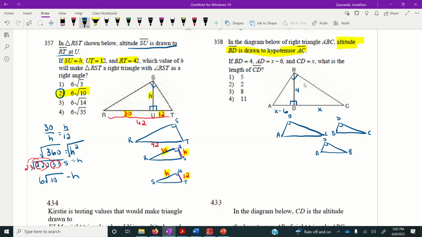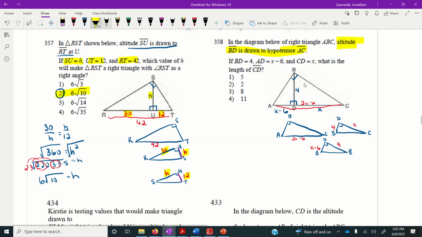So AD on the small triangle is x minus 6. So that's going to go here. And I'm going to switch colors just so we can see these a little bit better. So this is going to be x minus 6. The longer leg DB here is 4. In the medium-sized triangle over here, BD is 4 and CD is x. And in the really big triangle, the only thing I know is that this entire side is x plus x minus 6. That's 2x minus 6. That's all I have here. I don't have any other matching hypotenuses, so we can ignore this.